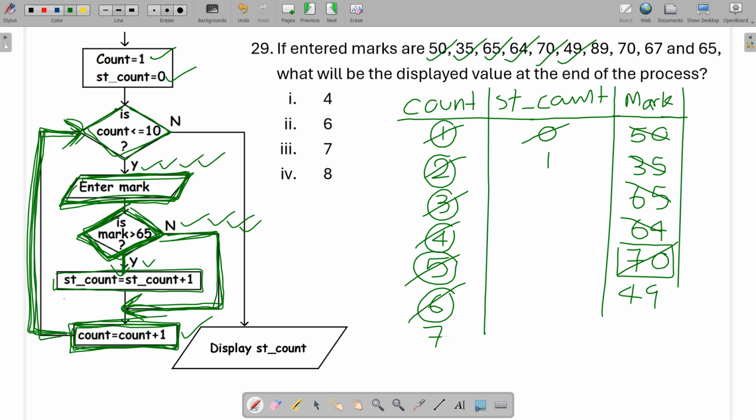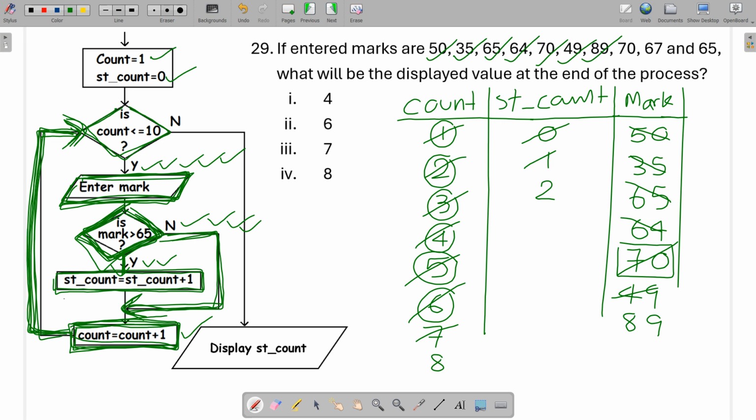And goes up and checks. The count is less than 10. Still it is less than 10. So goes on the yes path again and asks for a mark. So now 89 will be inserted. So instead of 49, 89 is going to be there. And that mark will be checked whether it is larger than 65. It is larger than 65. Again goes on the yes path and increases the ST count by 1. So this one will become 2. Then increase the value of count by 1. So 7 is going to become 8.